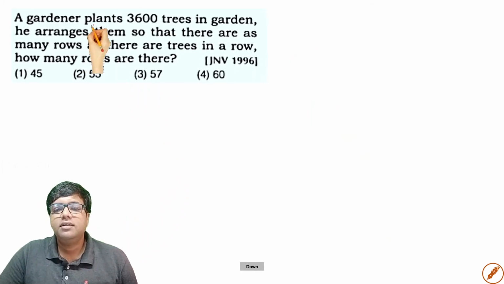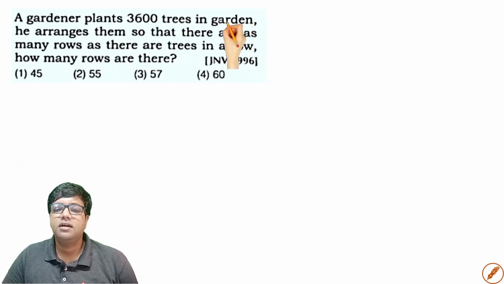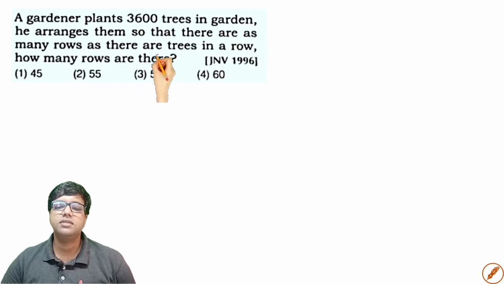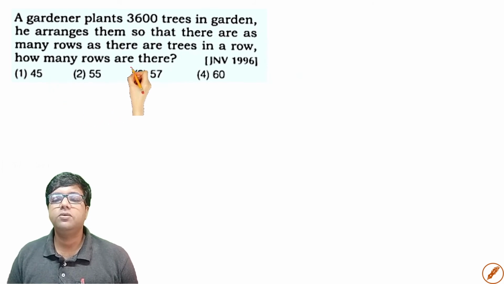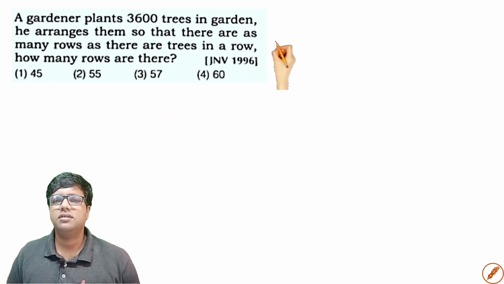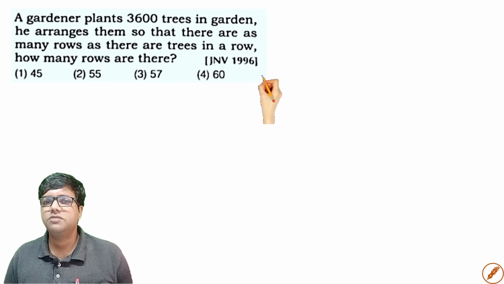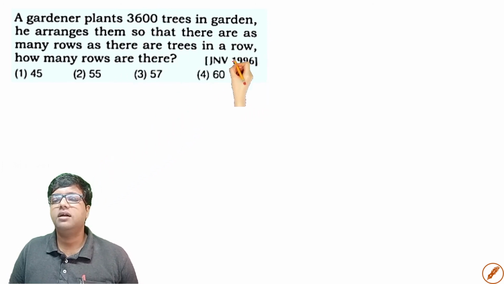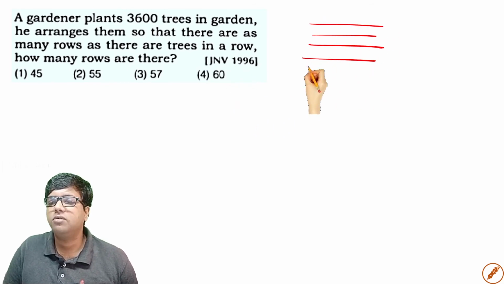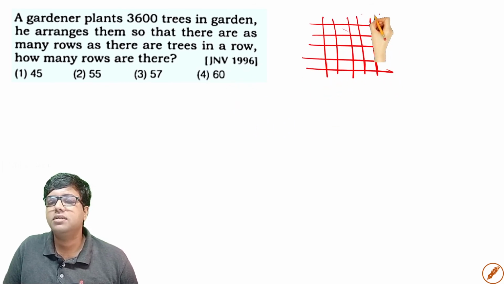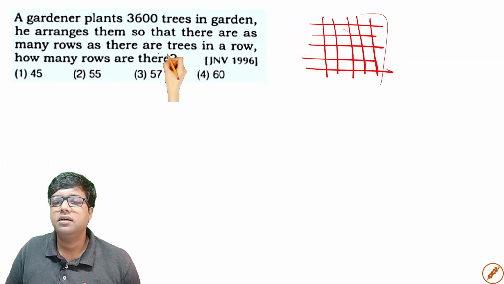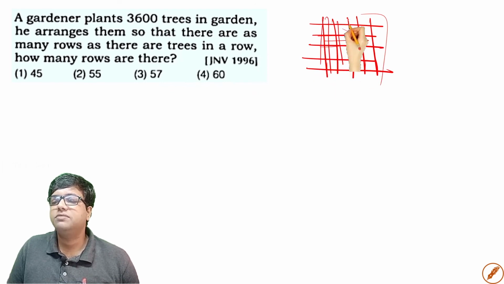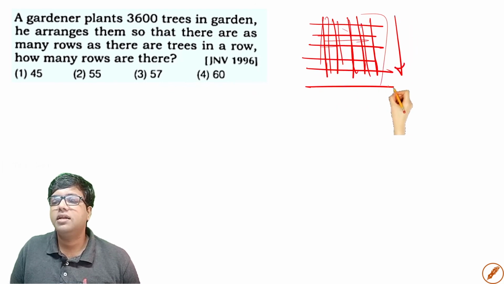Okay, a gardener plants 3,600 trees in a garden. He arranges them so that there are as many rows as there are trees in a row. How many rows are there? Okay, this is a similar question to that of soldiers forming a square, a solid square. So there are 3,600 trees in the garden, and he is arranging them with the number of rows being equal to the number of columns, as a solid square. So they're asking how many trees are there in a row. The number of trees in the row is equal to the number of trees in the column, right? This and this both are equal.